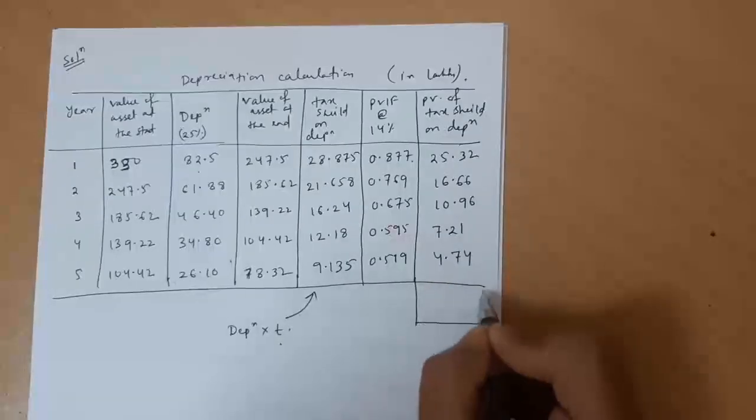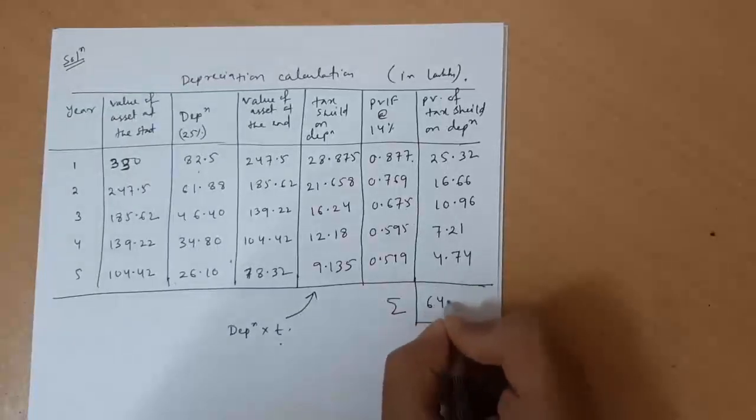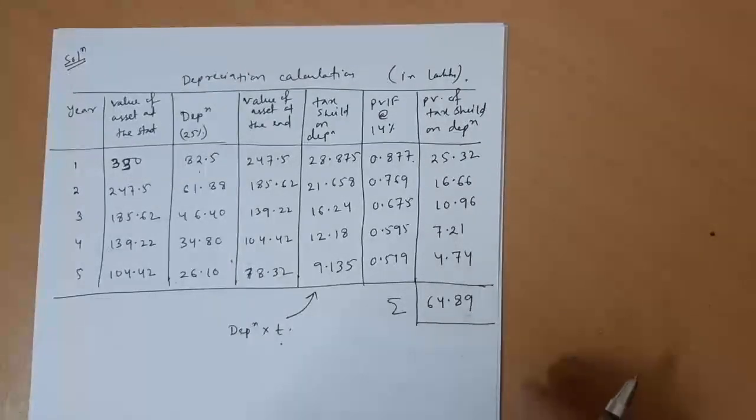Find the total. Summation is how much? It is 64.89 lakhs. Okay, this is 64.89 lakhs.